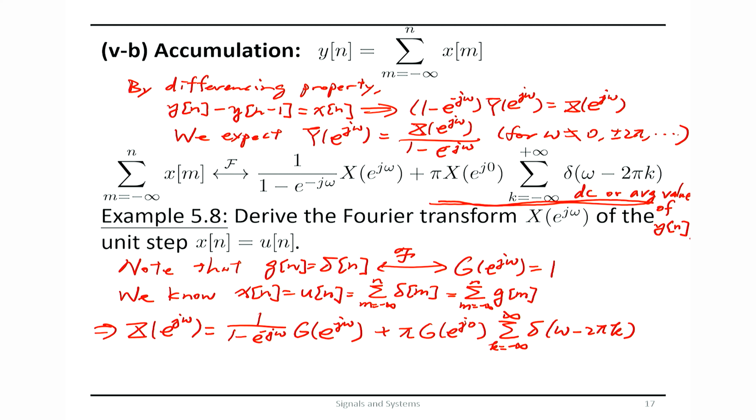Now G is a constant 1 for all omega. So this becomes 1 over 1 minus e to the minus j omega plus pi times the sequence of delta functions.